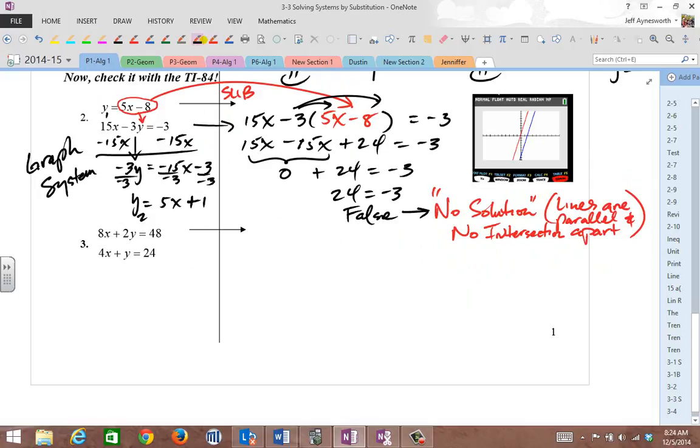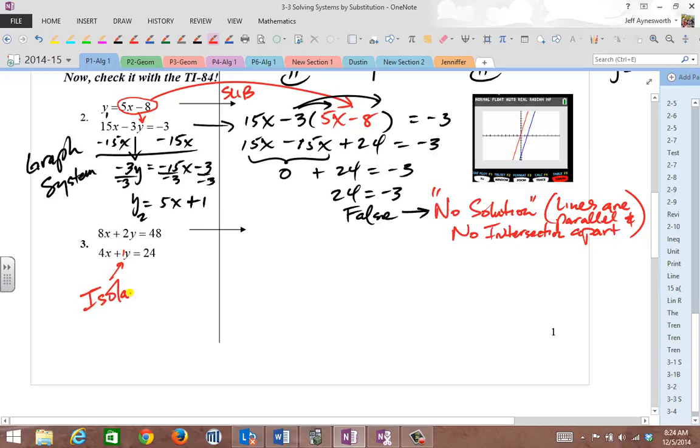Now let's take a look at a little more sophisticated case where none of the variables are isolated. You want to pick the variable that has a coefficient of 1. Here x has a coefficient of 8, y has a coefficient of 2, x has a coefficient of 4, and y has a coefficient of 1 right here. So that is the one you want to isolate first. Let's go ahead and do that.